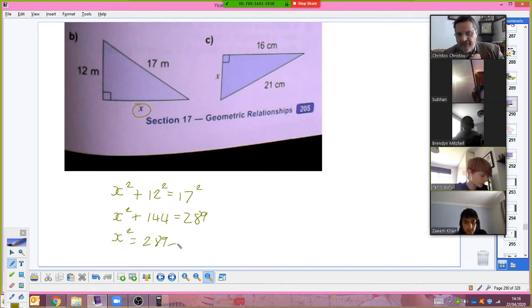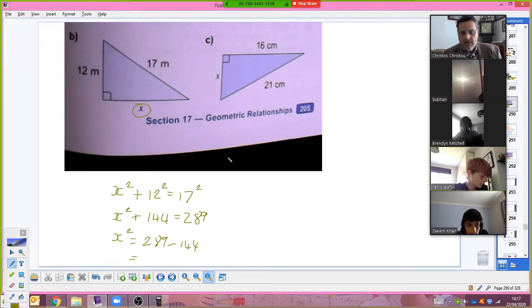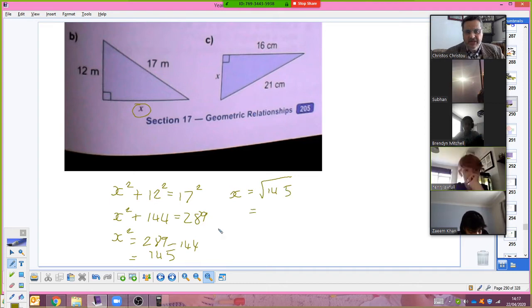Take away the 144. If anyone has a calculator, then you can help me speed things up a little bit, or I can just do it like this. So minus 144, yeah. 145. Cool. 145, apparently. So therefore, to get x on its own, you square root the 145. Is that cool? And that you can't do in your head because it's going to be just under 12. So anyone got an answer for that?